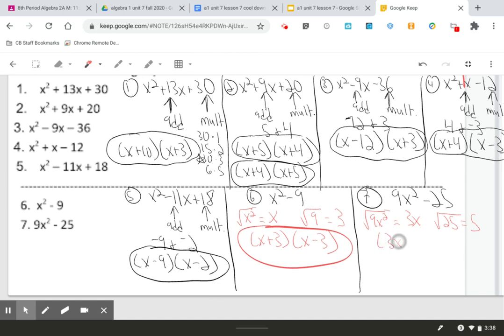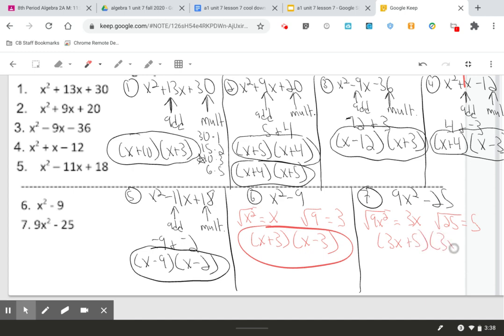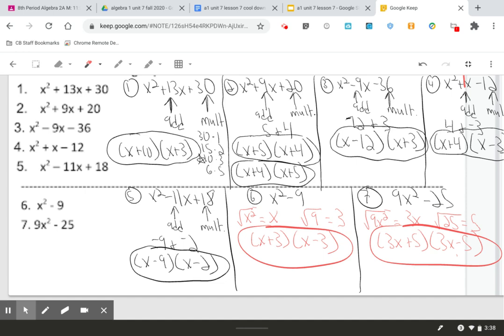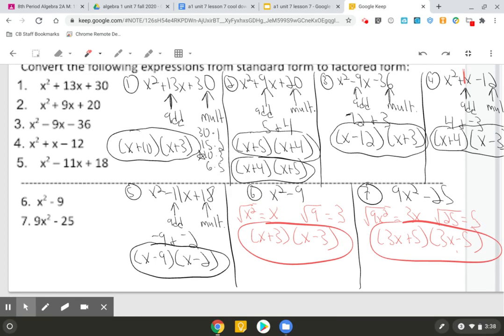Therefore, I'm going to create my two factors, one with plus and one with minus. So 3x plus 5 and 3x minus 5. One with plus and one with minus. Okay? And that is literally it. Again, like I said with number 6, if this were 9x squared plus 25, I could not do it this way. I would not be able to use this difference of perfect squares shortcut. It only works if it's a difference, not a sum.